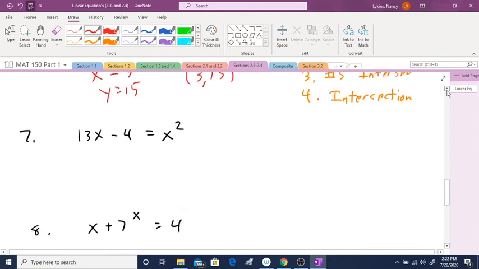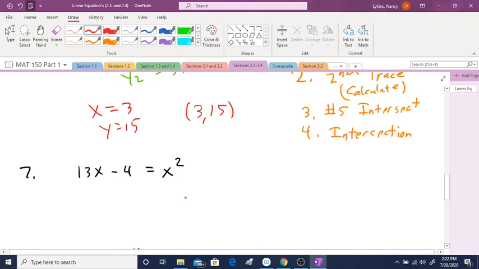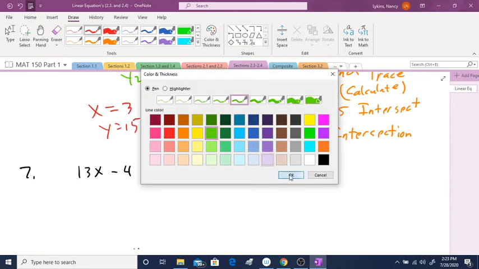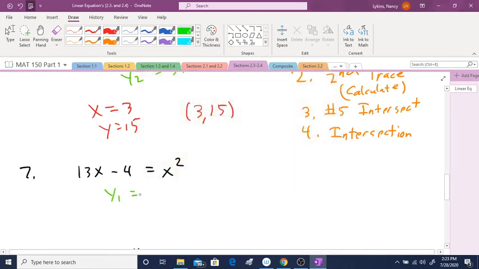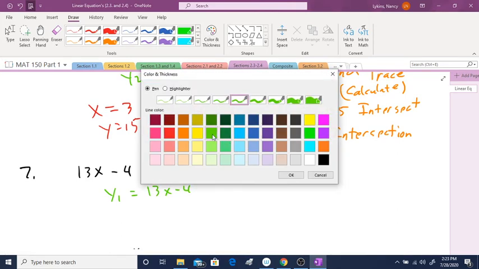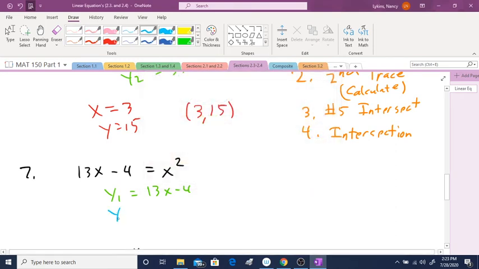Okay, so I've got this 3x minus 4 equals x squared. So what I'm going to do is label, and I like using different colors just to show that your y values are different. y1 equals 3x minus 4, and then y2 equals x squared. Now, we could graph this by hand if you wanted to, but our calculator does the work for us.